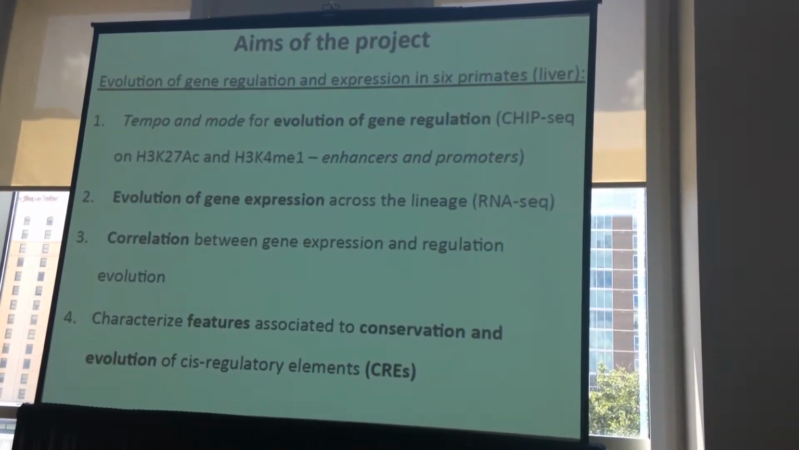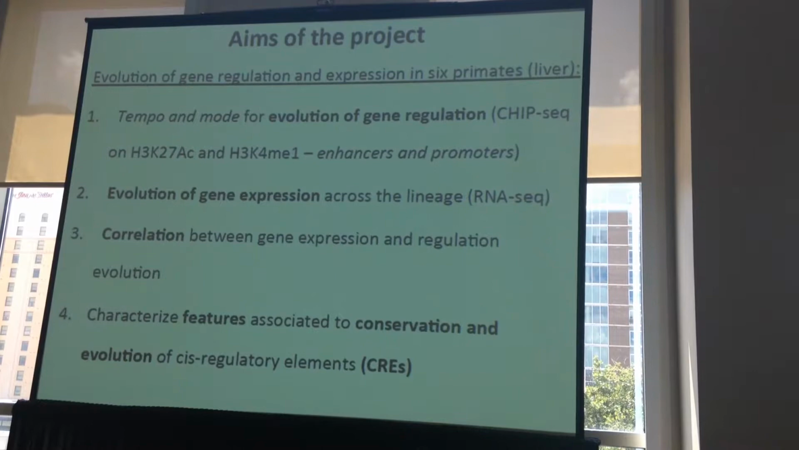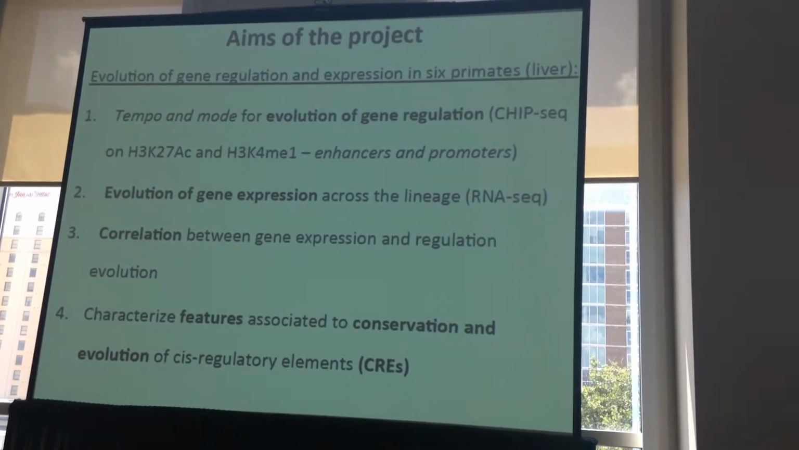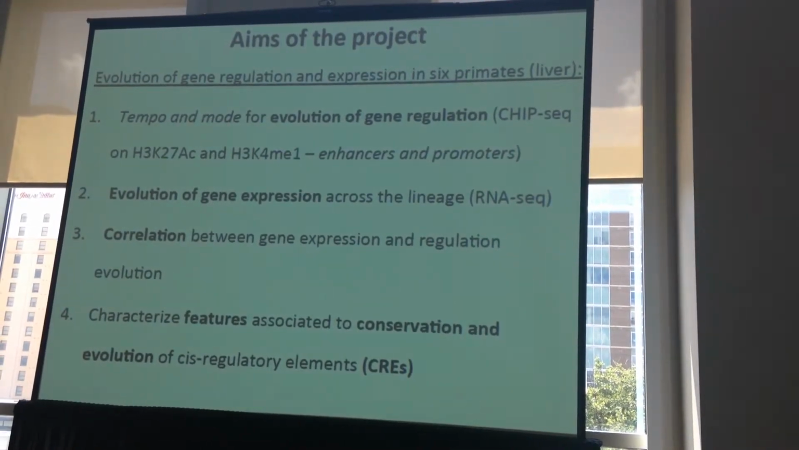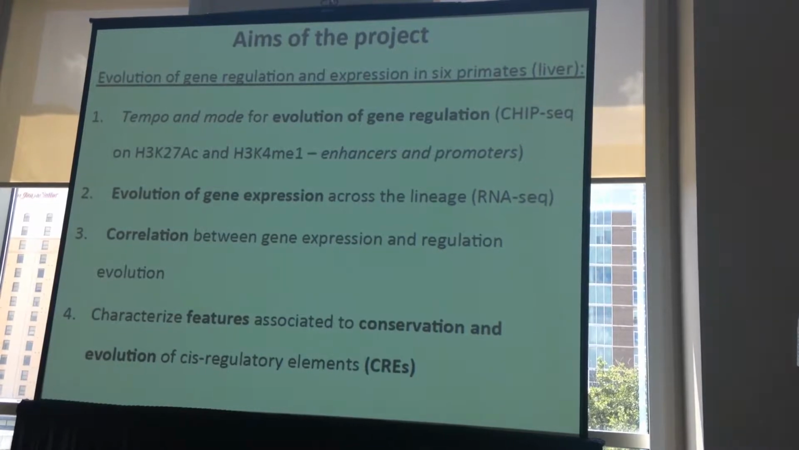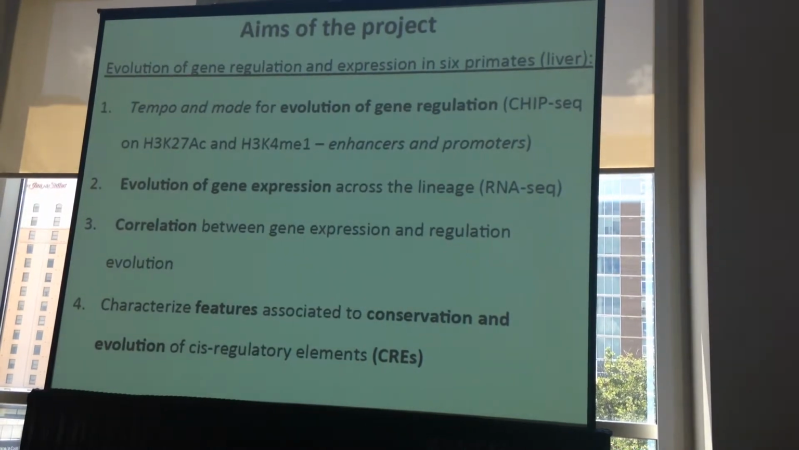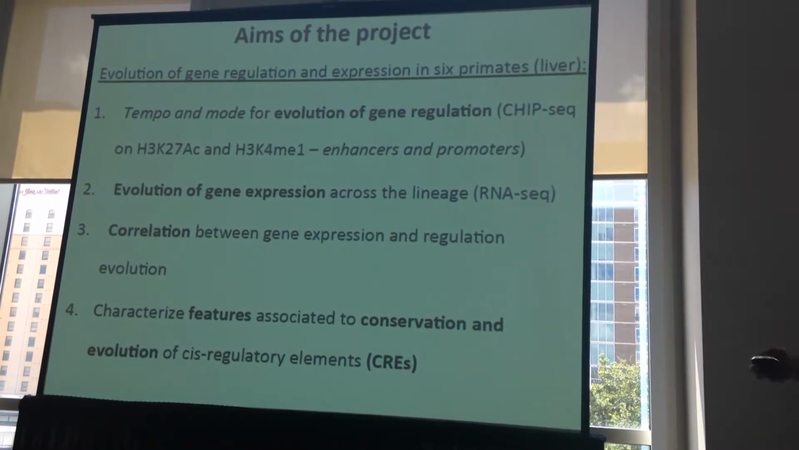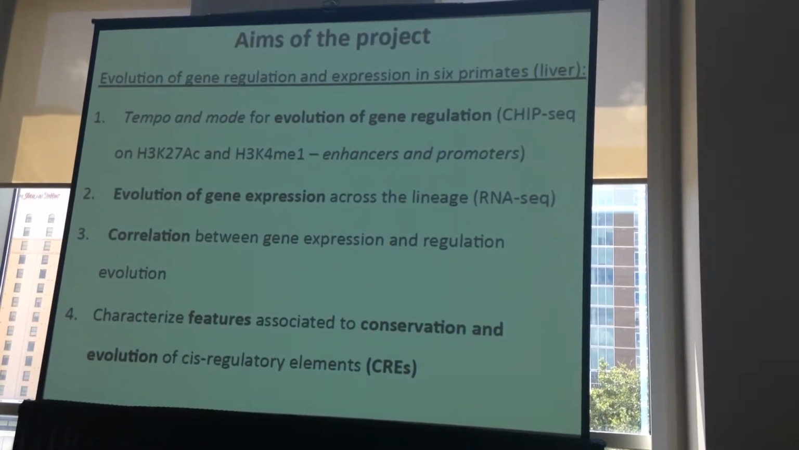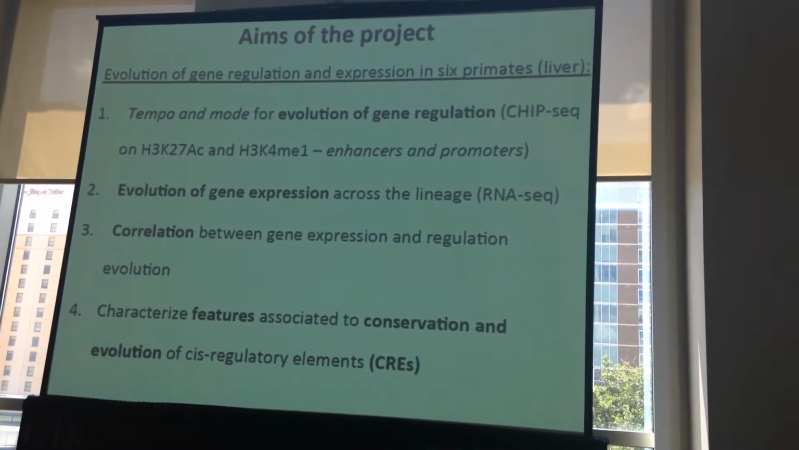In order to address these differences in gene regulation between species, we looked at 6 different primate species in the liver tissue specifically, and we produced ChIP-seq data for 2 different histone modifications that allow us to target enhancers and promoters in the genome, in order to characterize tempo and mode for the evolution of gene regulation in primates. Also, we produced RNA-seq data for the same species in order to investigate the evolution of gene expression across the lineage. We then tried to correlate these 2 different types of data, and finally we wanted to characterize the features associated with the conservation and the evolution of these cis-regulatory elements, these CREs.